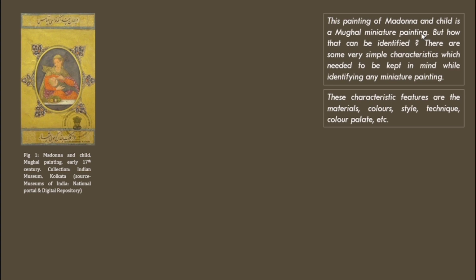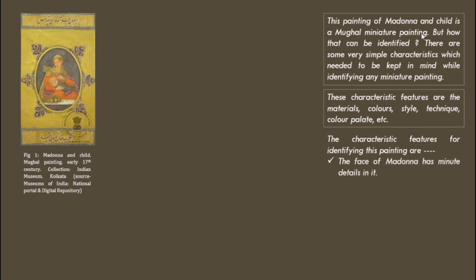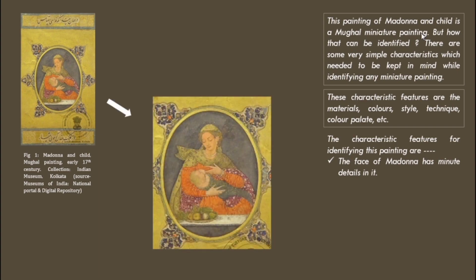So the characteristic features that we'll be seeing in these paintings are that the face of Madonna has minute details in it. If you look closely, you can see Madonna's eyes and face, you can feel her softness in the painting, that she is caring for a child. You can feel what she is feeling. And as I have talked about earlier, there is a third dimension to the paintings. You can see that it is not flat and rigid.